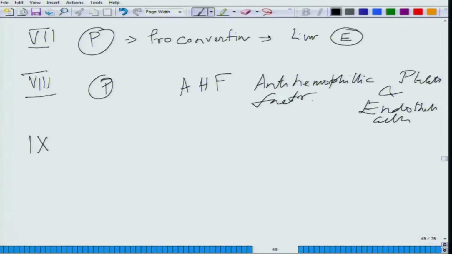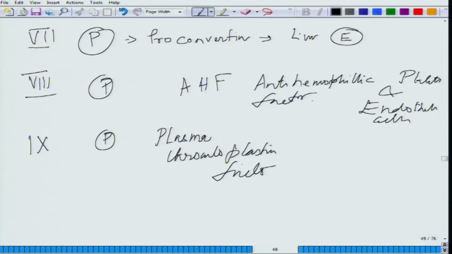Then you have factor 9, which is plasma thromboplastin factor, which is again a protein. This is produced by the liver in the presence of vitamin K. Vitamin K plays a very critical role in most of them. Okay, this is your factor 9.